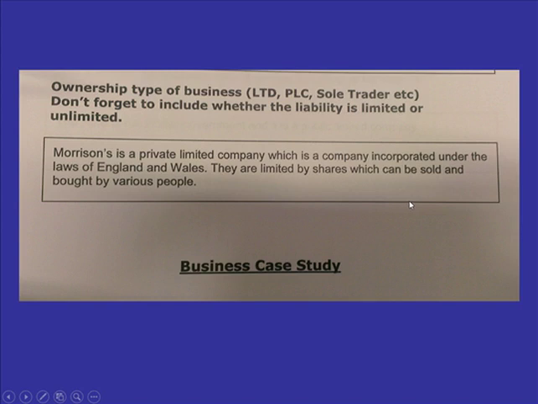This one, again, a couple of massive mistakes here. It doesn't mention whether it's limited liability or unlimited liability, it just says they are limited by shares. So it's not answered the question which is in the box. It says that Morrison's is a private limited company, which is incorporated under the laws of England and Wales. I don't know where this has come from, I've not even tried to look, but it's definitely been plagiarised. I'm pretty confident about that.